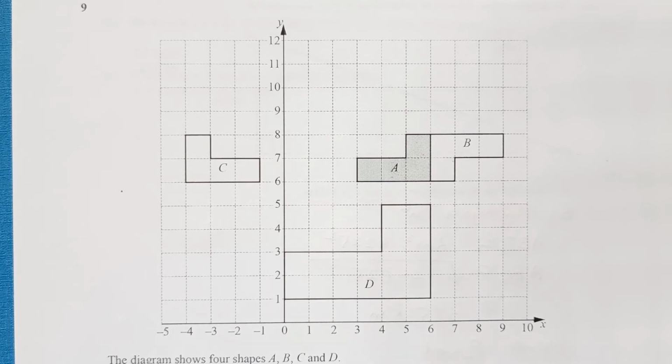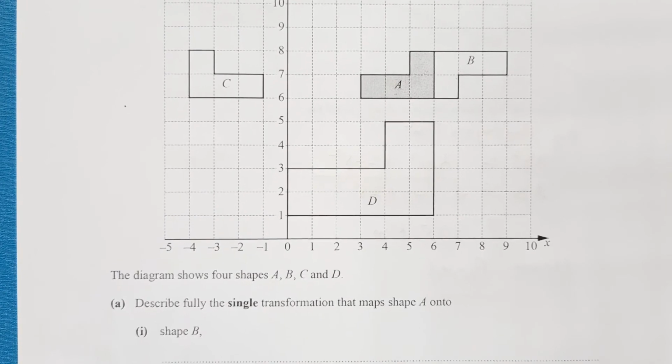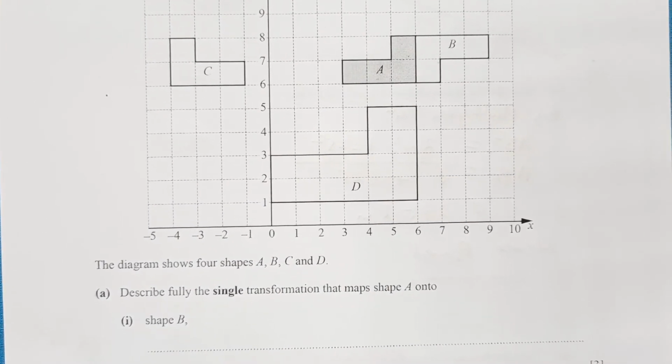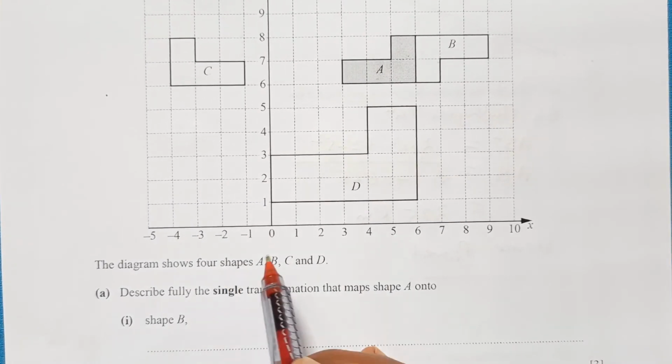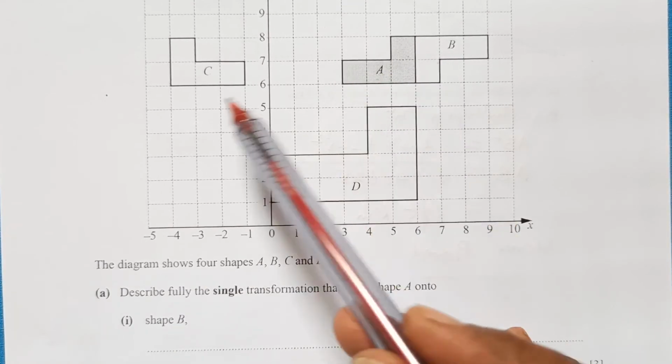Question number 9. So you can see we are given some shapes here. So let's see the question. The question is: the diagram shows 4 shapes A, B, C and D. So we have A, B, C and D.